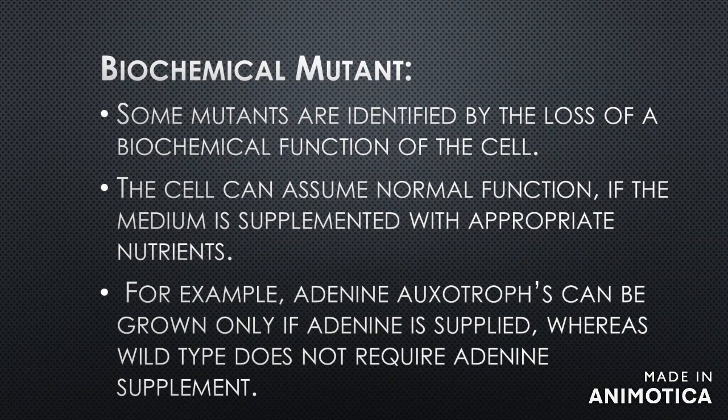Biochemical mutant. Some mutants are identified by the loss of biochemical function of the cell. The cell can assume normal function if the medium is supplemented with appropriate nutrients. For example, adenine auxotrophs can be grown only if adenine is supplied, whereas wild type doesn't require adenine supplement.